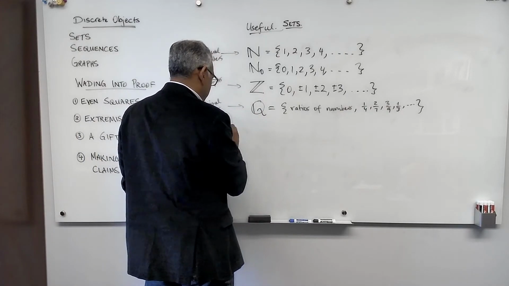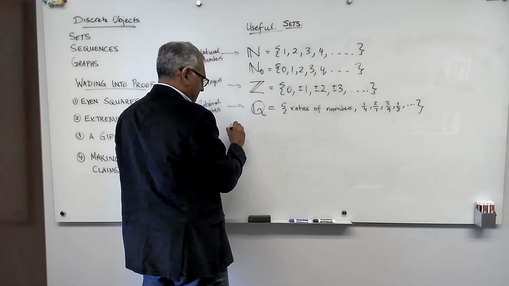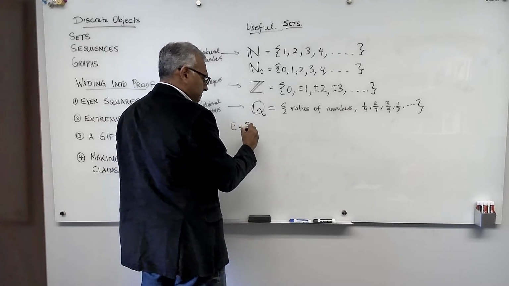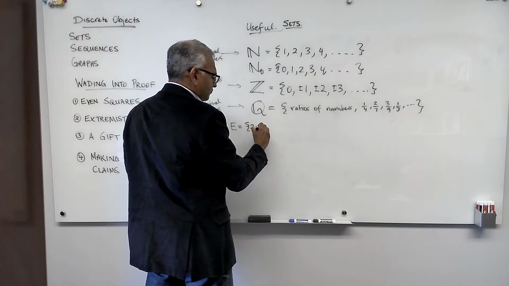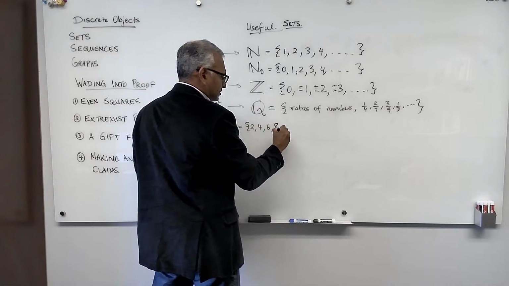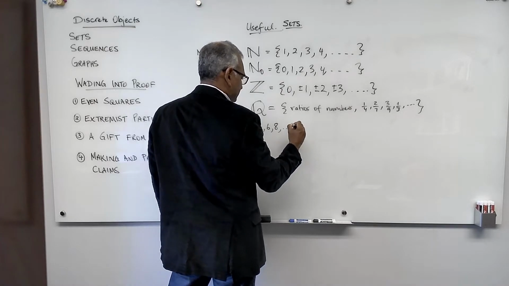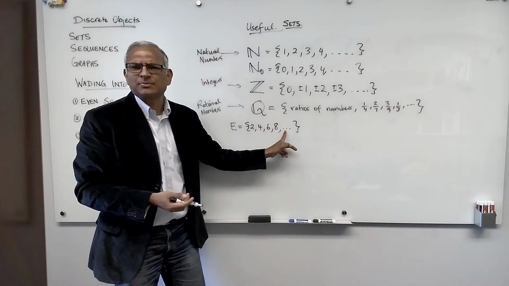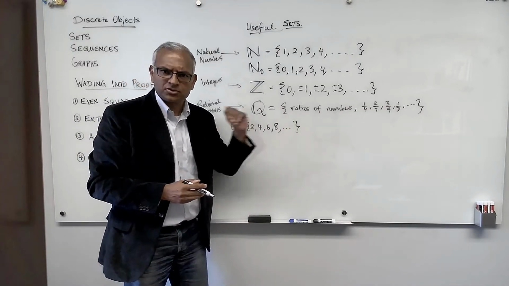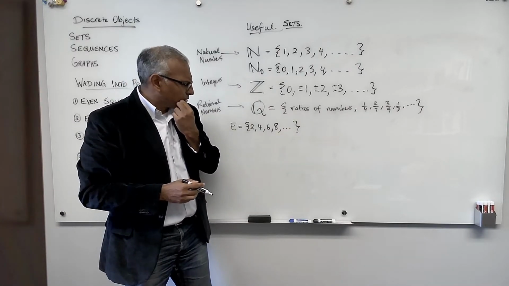Okay, the even numbers. E equal to the positive even numbers: 2, 4, 6, 8, ... Fill in the blanks. So we all know what the even numbers are. We all know what's next, 10, and then 12, and so on. All right, no problem there.